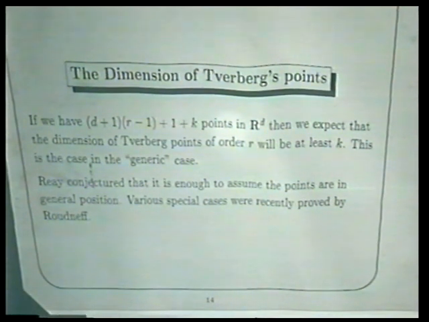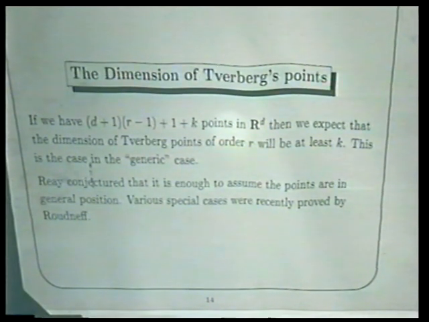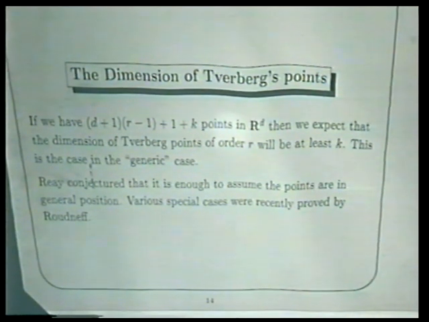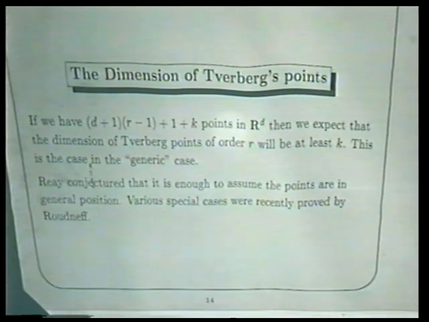And of course, this is true in the generic case. If the points are sufficiently generic, then the dimension you will get is precisely the extra number of points which you have. Now, it was conjectured that it's enough to assume the points are in general position, and Raudnev proved several special cases, and then again you wanted the dimension of the Tverberg points to be at least that. But let me now point to another direction of studying this.